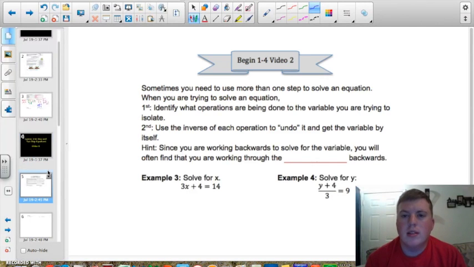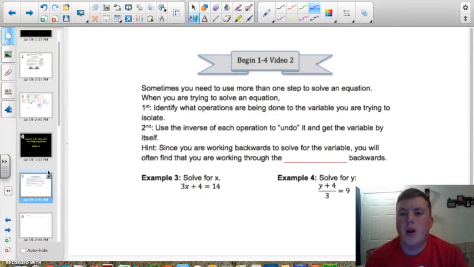So when we're doing a problem that involves more than one step that we're solving an equation with, the first thing we always want to do is identify what operations are being done to the variable we're trying to isolate. So we want to figure out what 2 different things we're doing. And then we want to use the inverse of each operation to undo it, just like we did with the one variable, the one step.